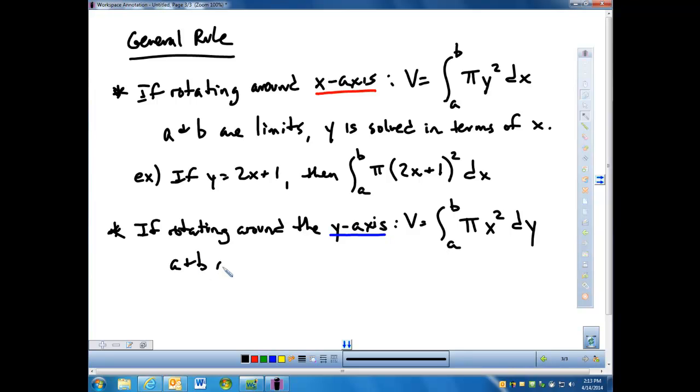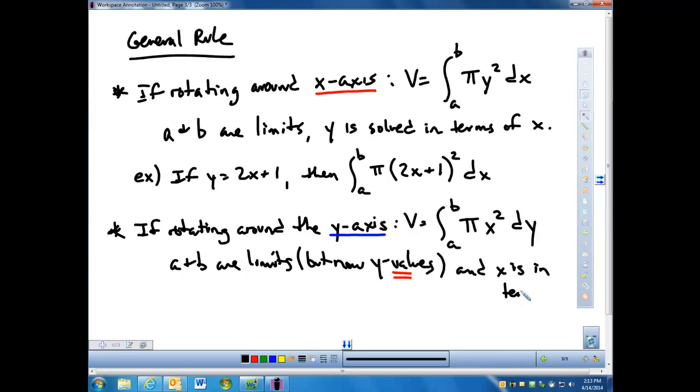So our a and b are our limits, but now those limits are going to be y values, not x values. We'll talk about that in one of the example problems. It's pretty important. And remember, those are going to be y values. Everything in this problem has to be y's because it's dy at the end. And x is going to be in terms of y. So it's going to be x equals what equation?